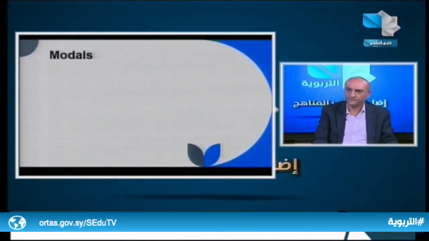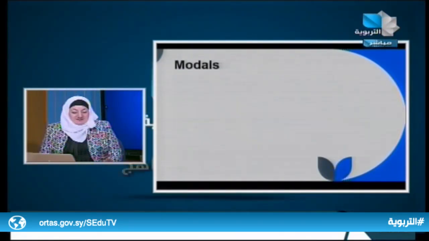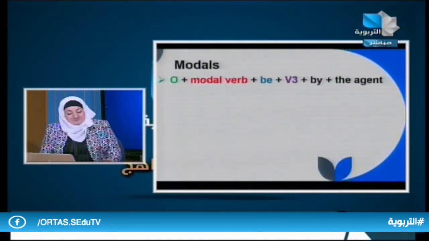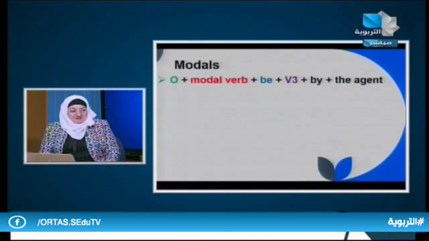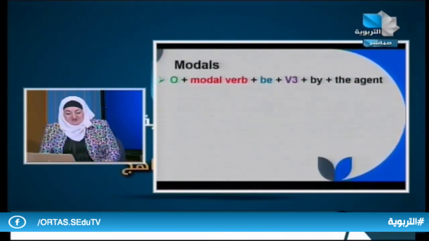Modals like can, could, shall, should, must, etc. Any modal is the same, the same rule. So in the passive, the form will be object, modal, plus be, plus verb 3, by the agent. A strong wind can destroy a lot of crops. Here we have the modal "can". A lot of crops at the beginning, "can be". We add the verb to be, I mean "be": a lot of crops can be destroyed by a strong wind.